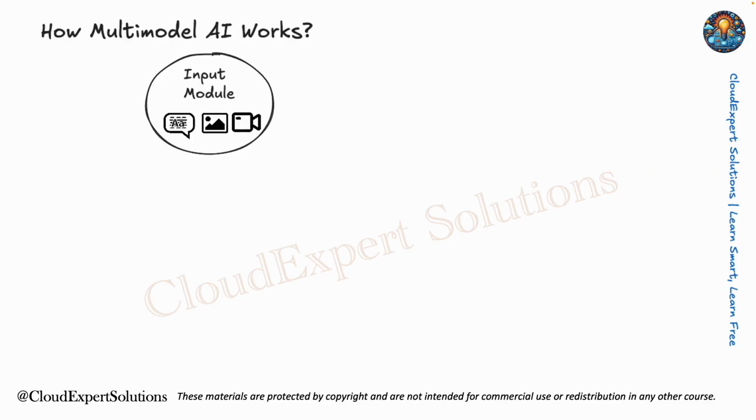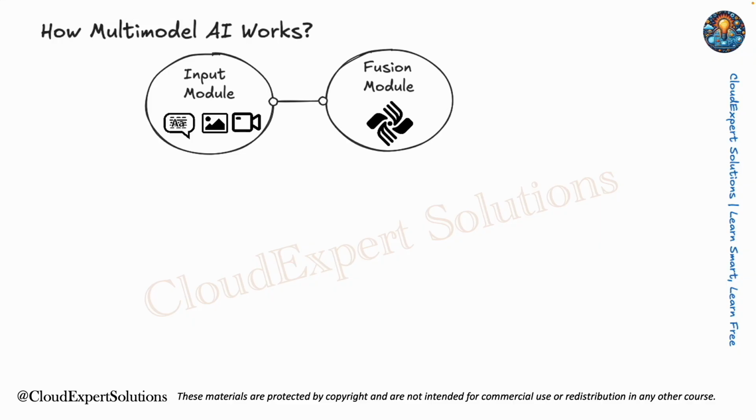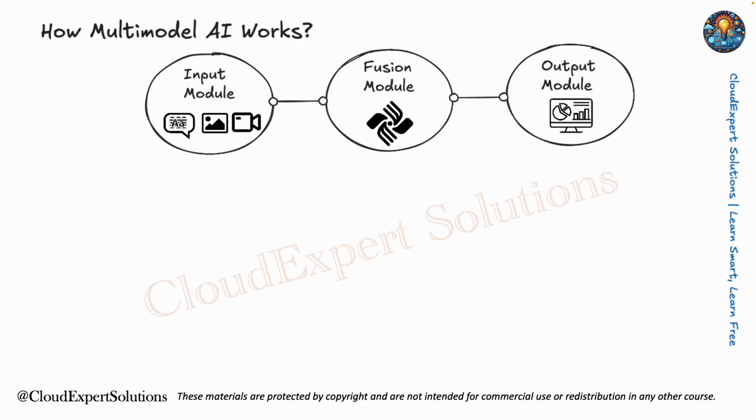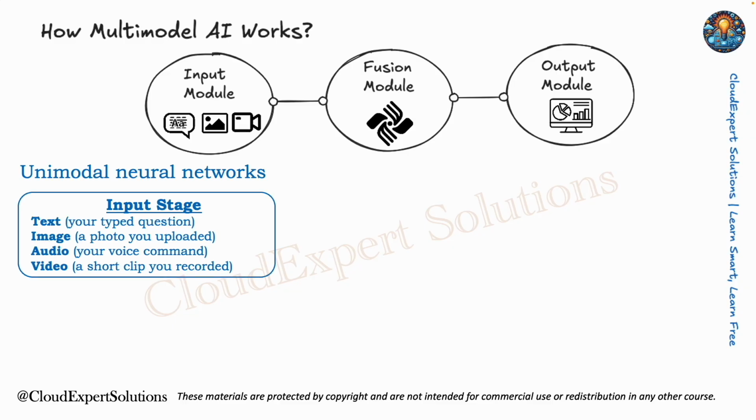Now let's understand how multimodal AI works. A multimodal AI architecture typically consists of an input module, fusion module, and output module. The input module consists of unimodal neural networks that receive and process different types of data separately. The first stage is the input stage to collect data. It can capture your typed questions, which is text, an uploaded photo, which is image, your voice command, and a short video clip you have recorded. The AI model can have all these modalities or a combination.